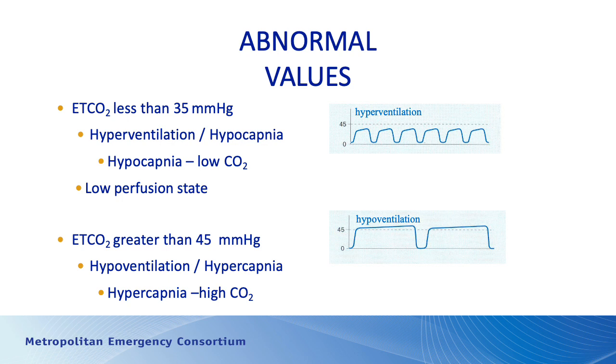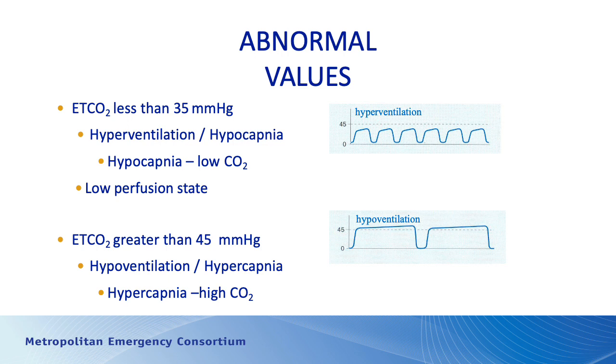The bottom graph is somebody who's hypoventilating. They're breathing more slowly. Their expiratory phase is more prolonged. And if you look at it, their CO2 measures at the plateau over 45. So they're hypoventilating and they are hypercarbic or hypercapnic, meaning they're retaining carbon dioxide. That's why you'll see that higher level.